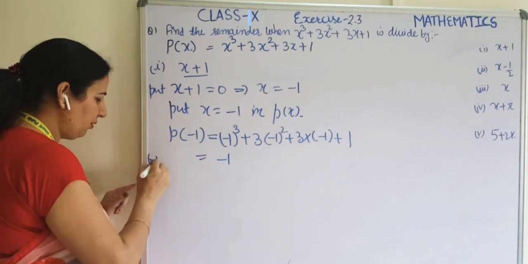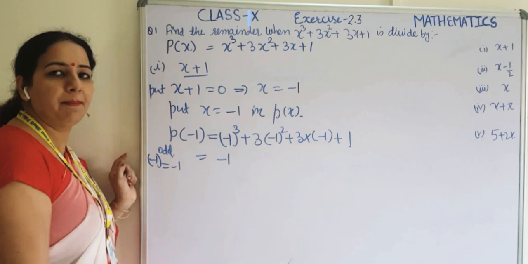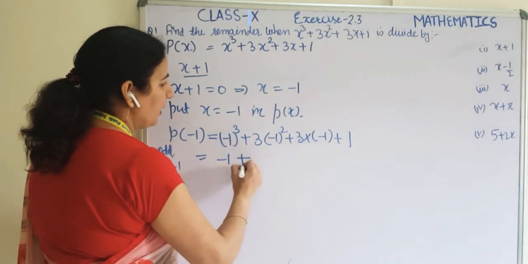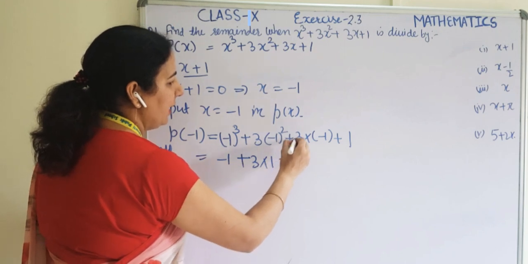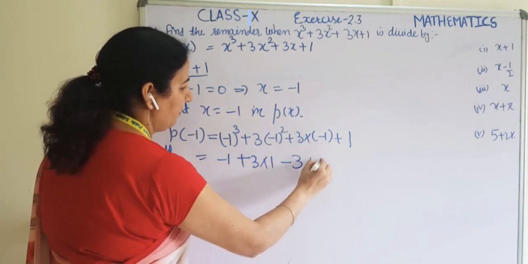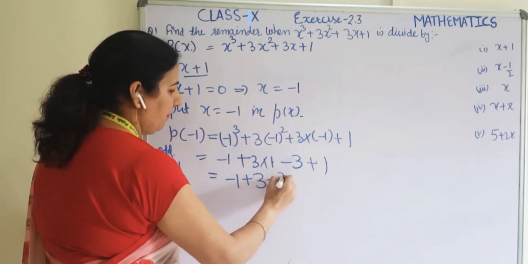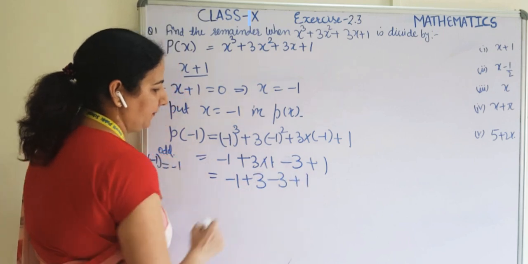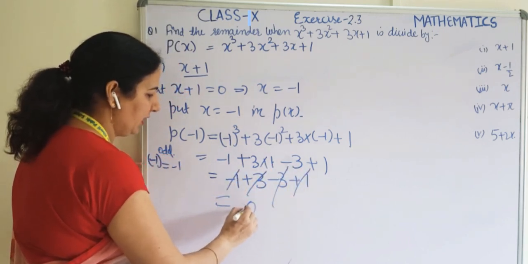Minus 1 cube is minus 1. I already told you, minus 1 to an odd power is always minus 1. So 3 into minus 1 to the power 2, which is even, is plus 3, plus 1. 3 into minus 1 will be minus 3, plus 1. Minus 1, 3 into 1 is 3, minus 3 plus 1. 3 minus 3 cancel, 1 minus 1 cancel, answer is 0.